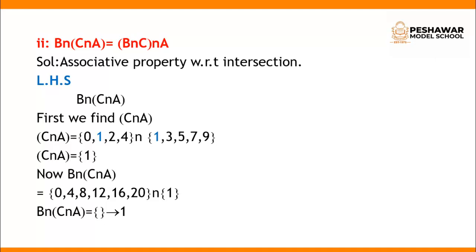Let me recap how we solve the left hand side. First we solve the bracket, that is C intersection A. The answer of C intersection A is equal to 1. Now we combine C intersection A with B and apply the operation of intersection. B intersection bracket C intersection A. We put the elements of set B and the elements of C intersection A. In this situation there is no element common among these two sets, so our answer is the empty set.